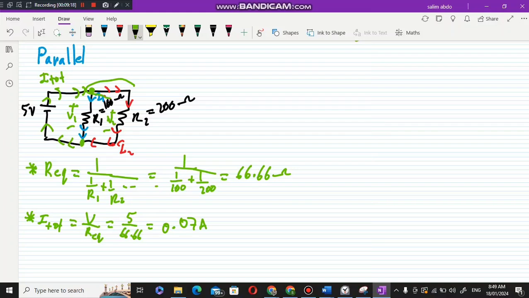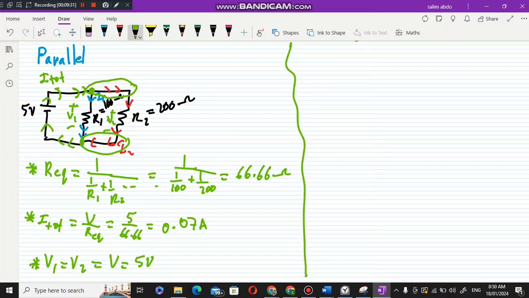Now regarding the voltages, V1 and V2, they would be equal due to the following reason. Both resistors start together at one node and they end together at another node. So V1 equals V2, which is also equal to the voltage of the battery, which is 5 volts in this case. So this is in parallel. In the simple parallel, if they're directly connected to the battery, they have the same voltage of the battery.